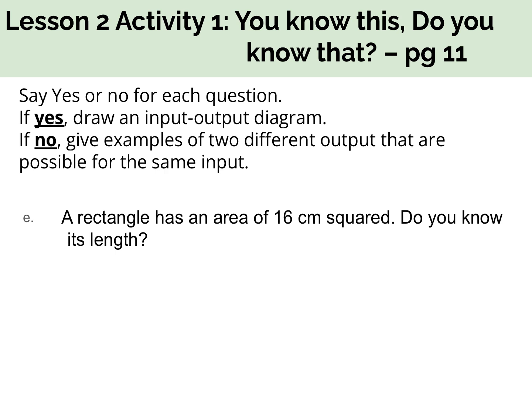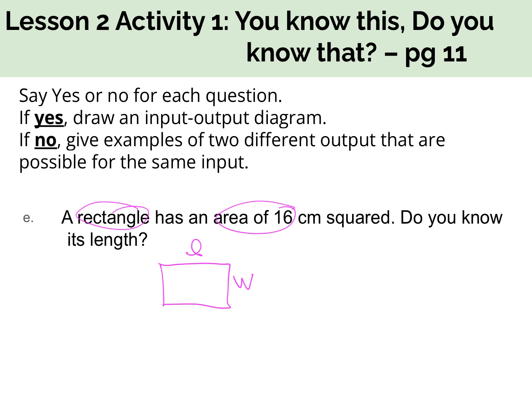All right, number E on page 11. A rectangle has an area of 16 centimeters squared. Do you know its length? So think about a rectangle. A rectangle has a length and a width, and its area is 16. So let's think about different ways we can find 16.